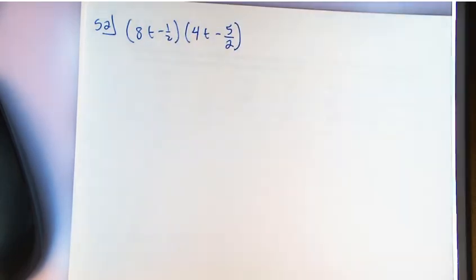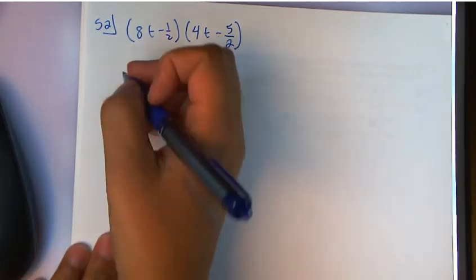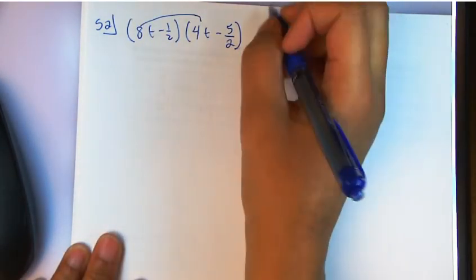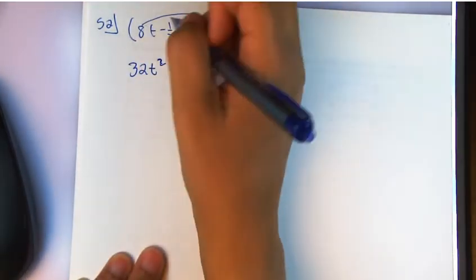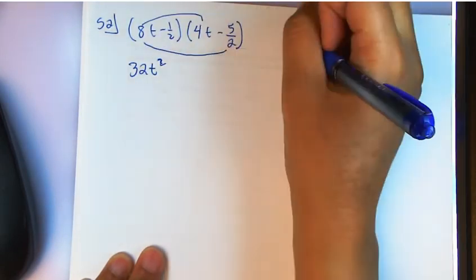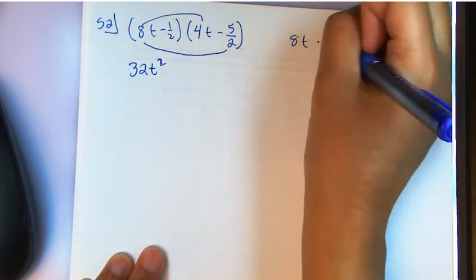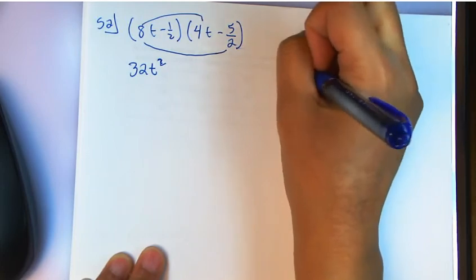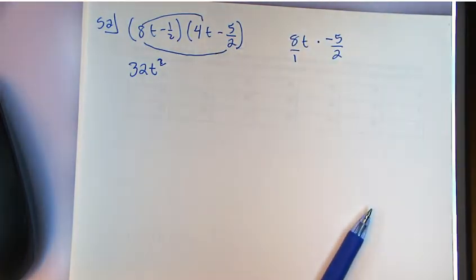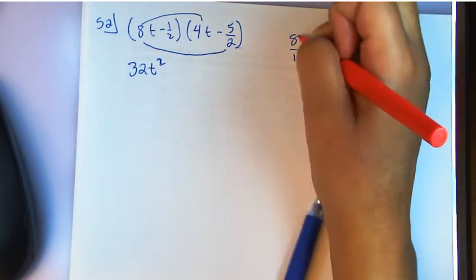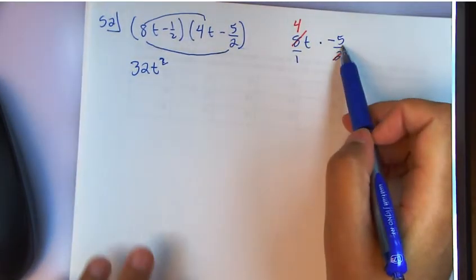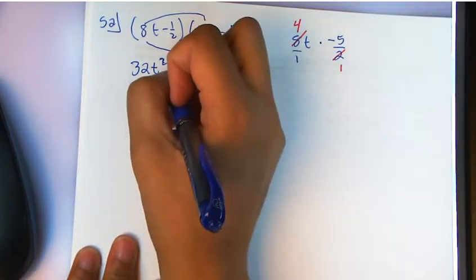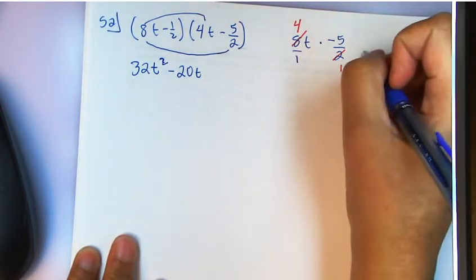So we start off with first. First is 8t times 4t, which is 32t squared, because t times t is t squared. Now we're going to do outer. Outer is 8t times a negative 5 over 2. We'll put the 8 over 1. The 2 and the 8 cancel, it becomes a 4. Yes? So I'm left with 4 times 5, which is negative 20t, because the t goes along for the ride.